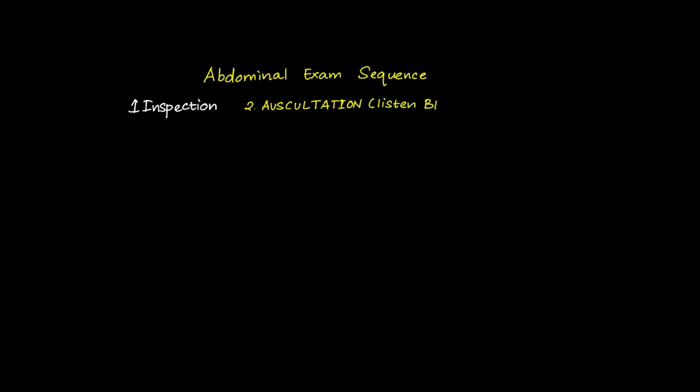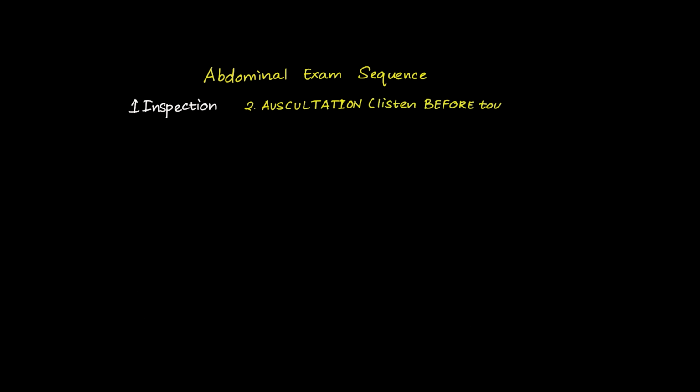The abdominal exam is the oddball of physical assessment because it breaks the normal sequence. Everywhere else on the body you follow inspection, palpation, percussion, auscultation. For the abdomen, inspection, auscultation, percussion, palpation. Auscultation moves to second. The reason is practical and important.